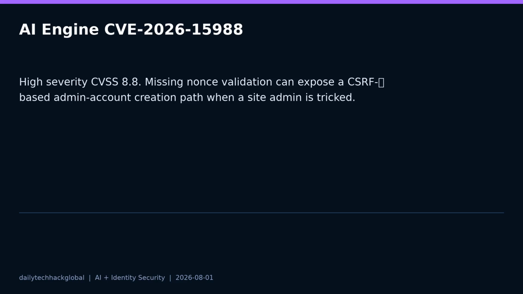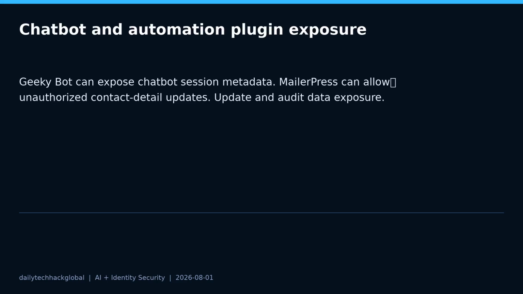Two other AI-adjacent WordPress issues show why chatbot and automation plugins need the same controls as normal application code. CVE-2026-15048 affects the Geeky Bot WordPress plugin before 1.2.8. NVD lists CVSS 7.5, with unauthenticated access to chatbot history session metadata, including usernames, user IDs, and timestamps.